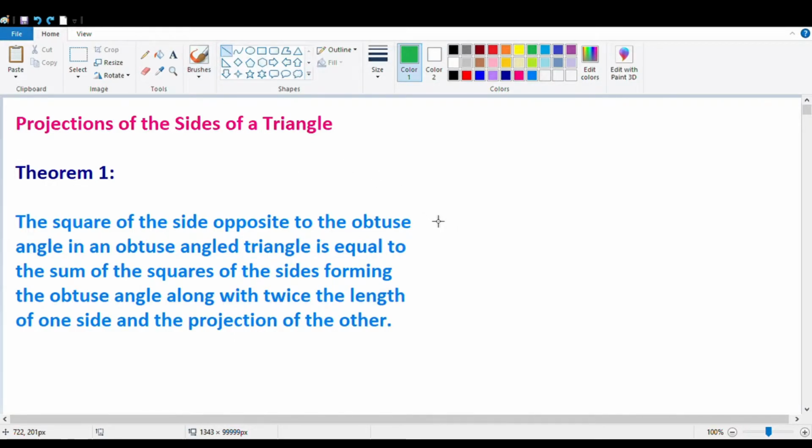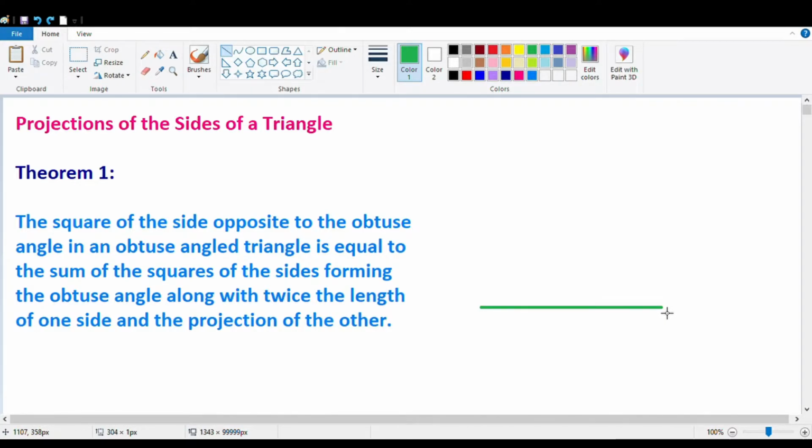And today we're going to be learning the theorems which we use on triangles, which involve the projection of the sides of triangles. This first theorem is theorem 1. It's for obtuse triangles, so we apply it on obtuse triangles. The theorem states that the square of the side opposite to the obtuse angle, let me just draw the triangle as well, so you can see it.